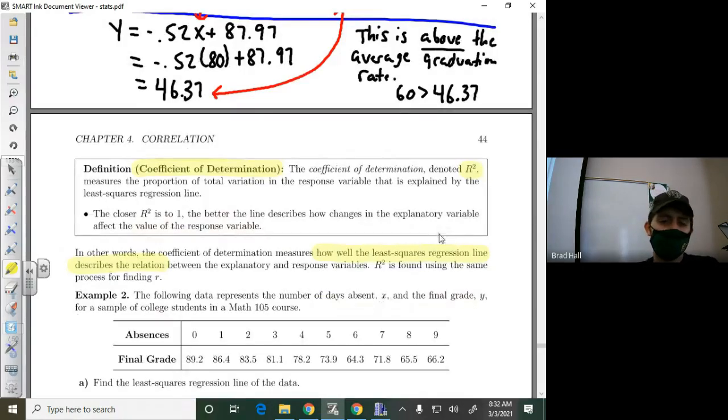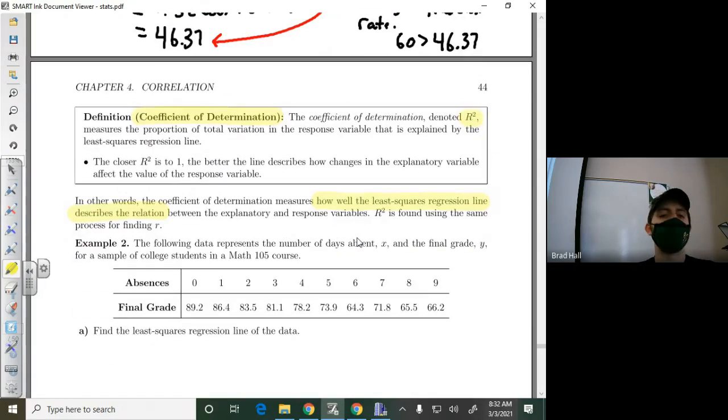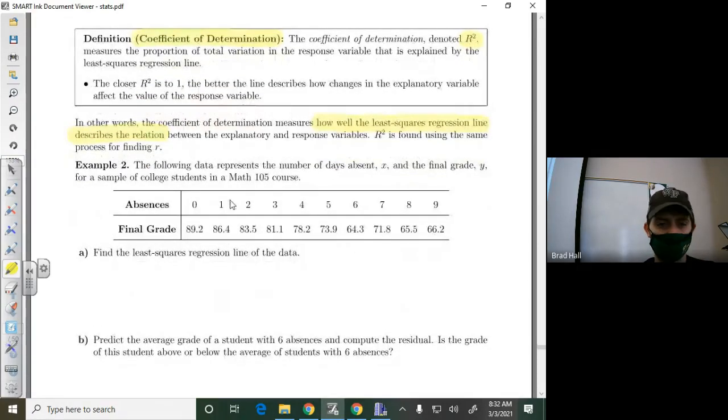And so this R squared is found in the calculator the same exact way that we found R, or A or B. So we're going to find that this is just a very slight extension from that idea. And we have some data values down here. The following data represents the number of days absent and the final grade in a Math 105 course.